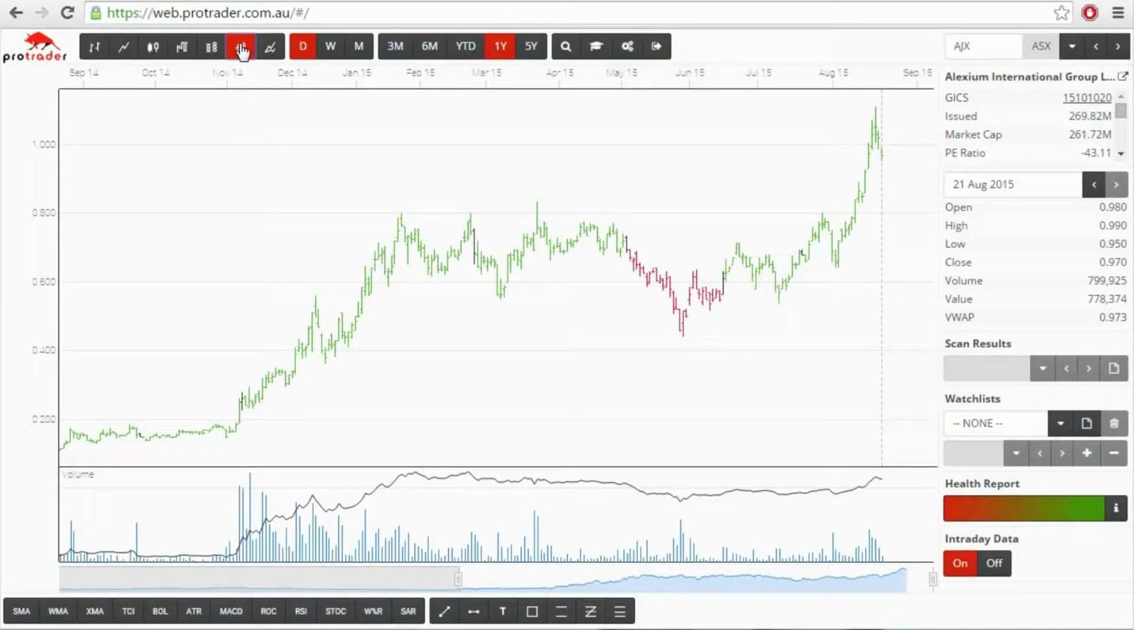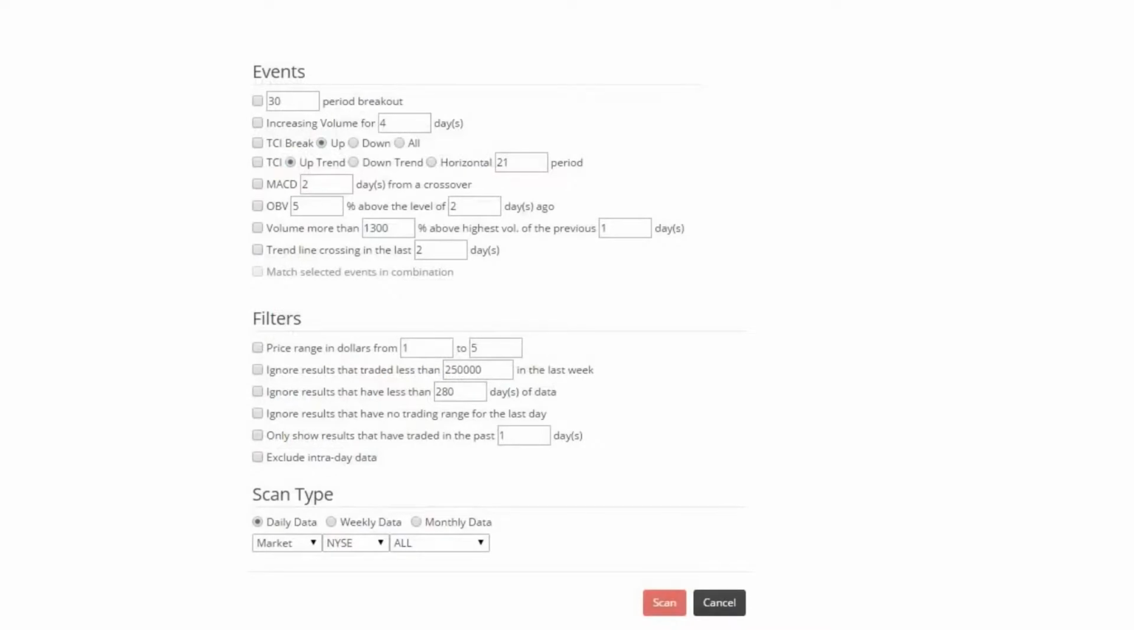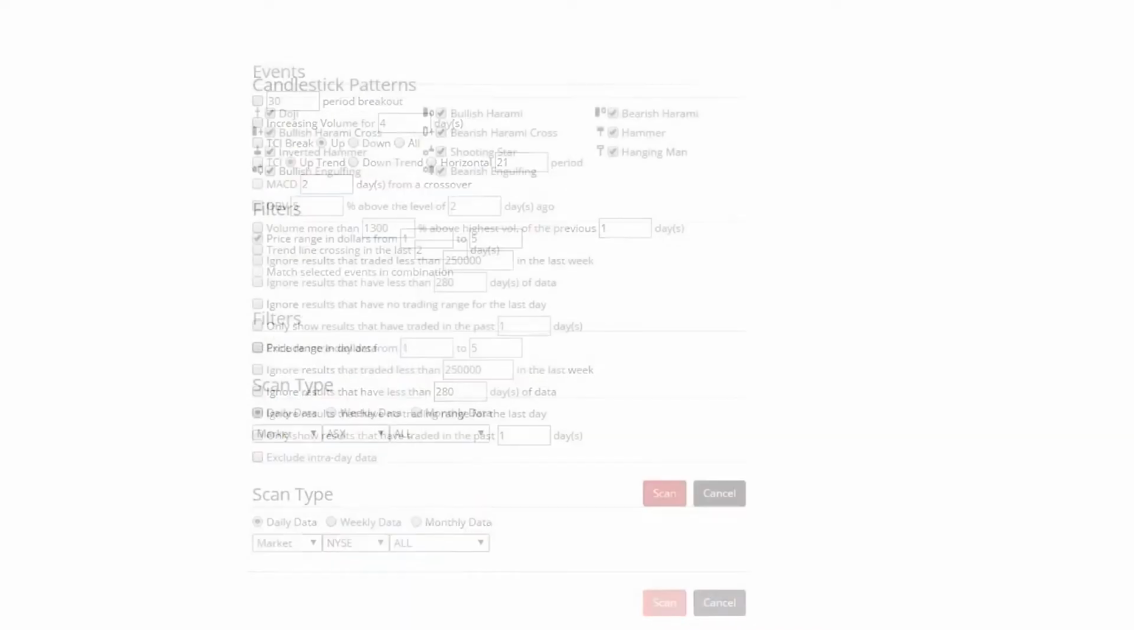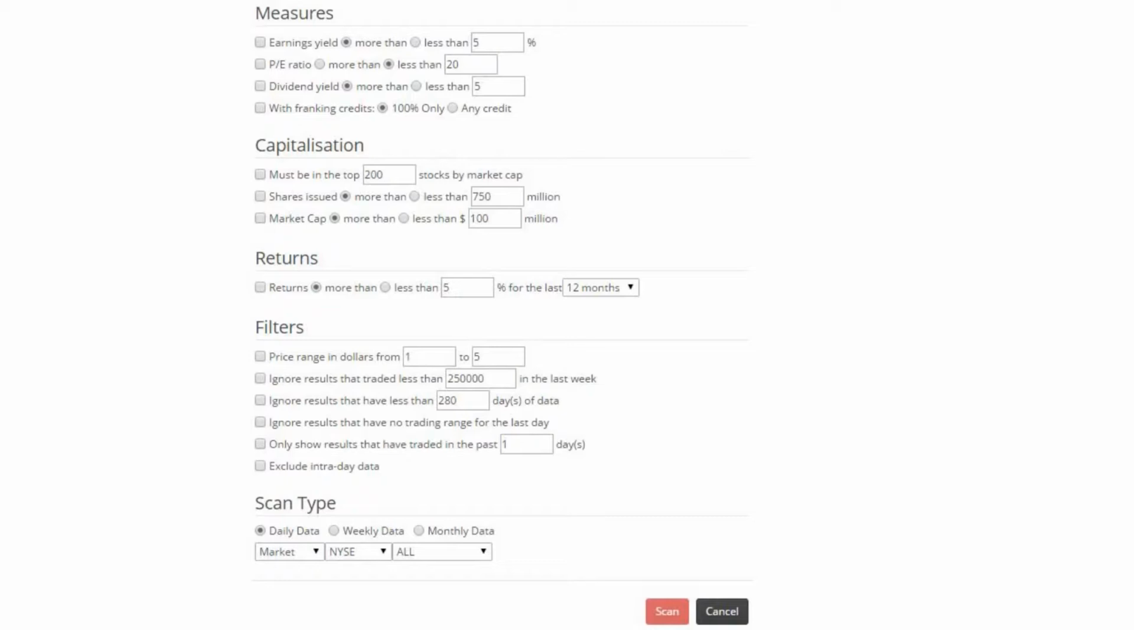The scanning functions include various patterns that often reoccur, like triangles, flags, pennants, and key reversals, events like breakouts, increasing volume, and the crossing of trend lines, candlestick patterns like dojis, shooting stars, and hammers, along with various fundamental information like dividend yield, PE ratios, earnings yield, and market capitalization.